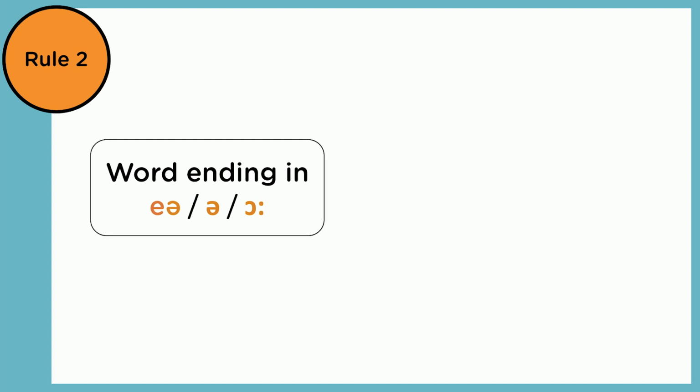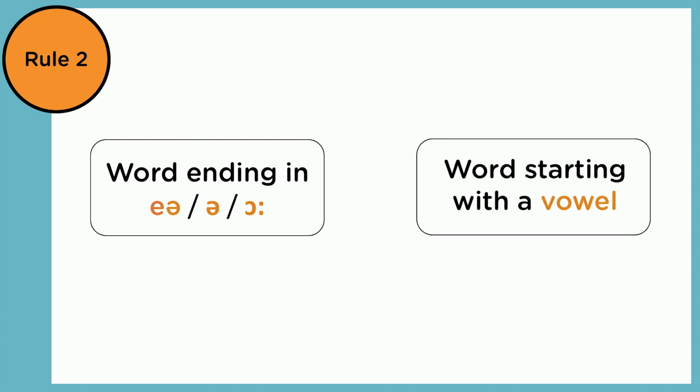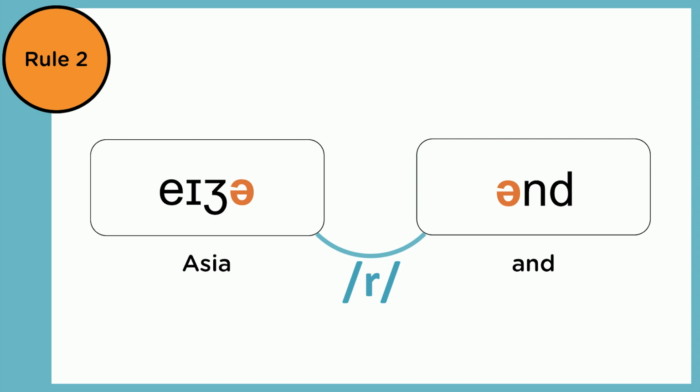Let's look at rule number 2 for adding sounds. When you have a word that ends in or, and the next word starts with a vowel, we add r. So let's look at this example. We have the word Asia, which ends in the schwa, and the next word could be and.